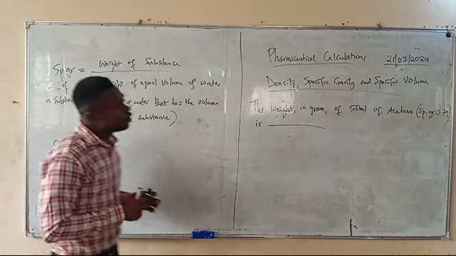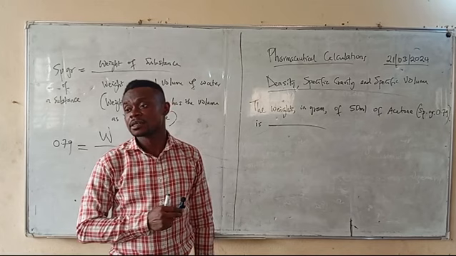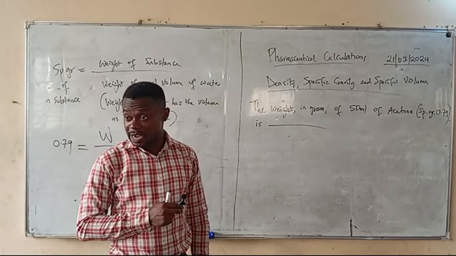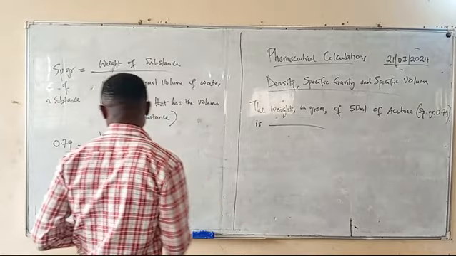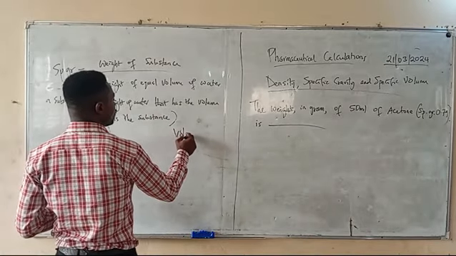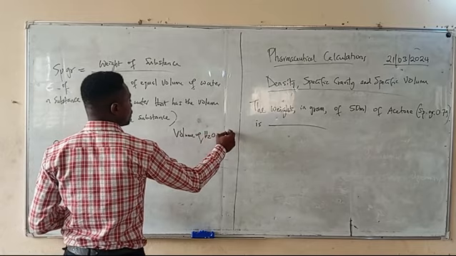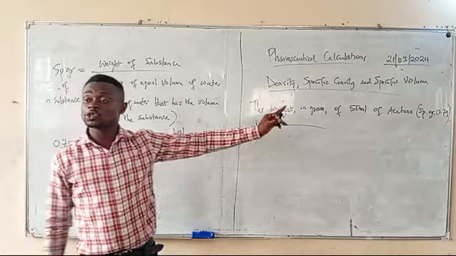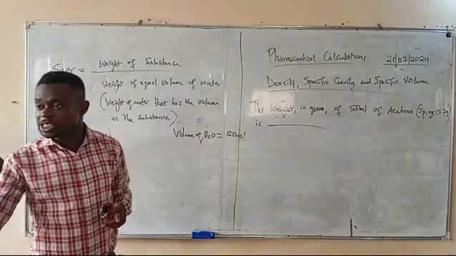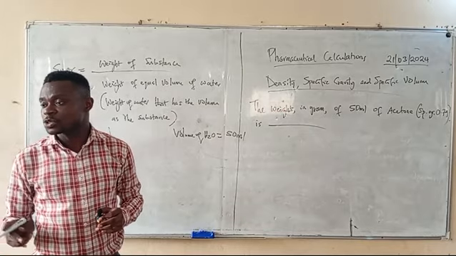So if the volume of the acetone is 50 ml, what is the volume of water? The same 50 ml, right? Because they have the same volume. So the volume of water is what? 50 ml. True or false? Because it has the same volume as what? Acetone.